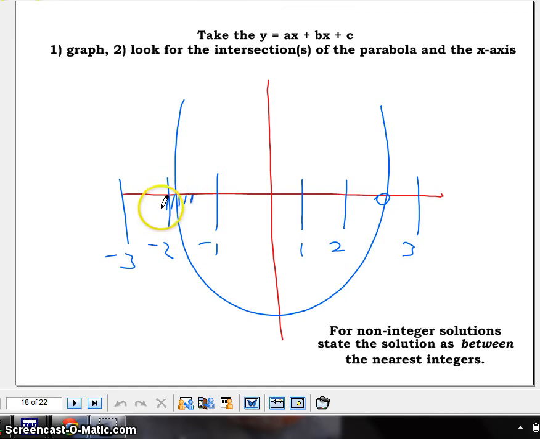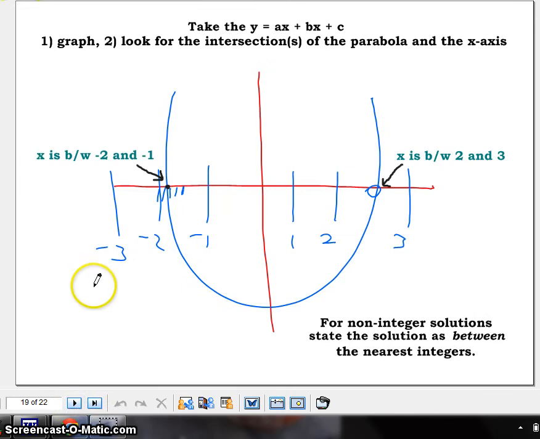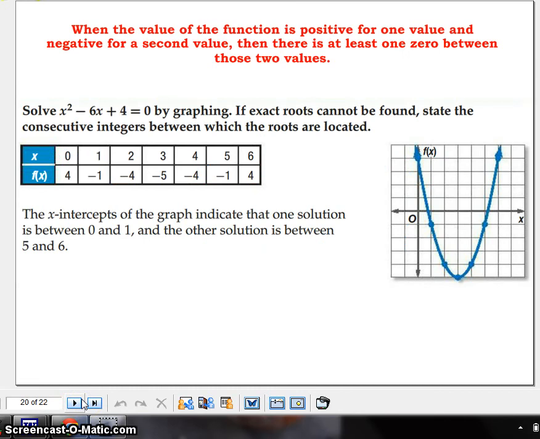So like this would be x is between -2 and -1. This is between 2 and 3. So those are the nearest integers. So here's how those are stated. X is between -2 and 1, x is between 2 and 3. When the value of the function is positive for one value and negative for the second value, then there is at least one zero between those two values.